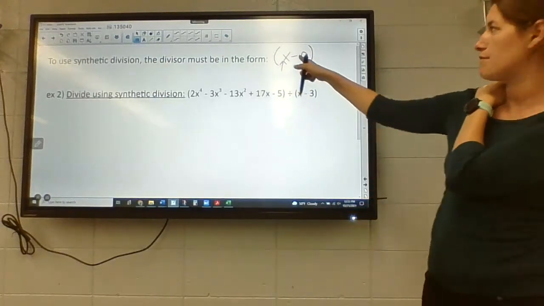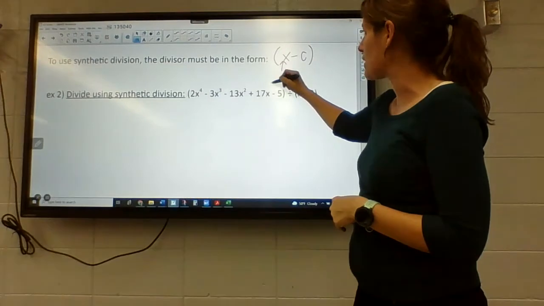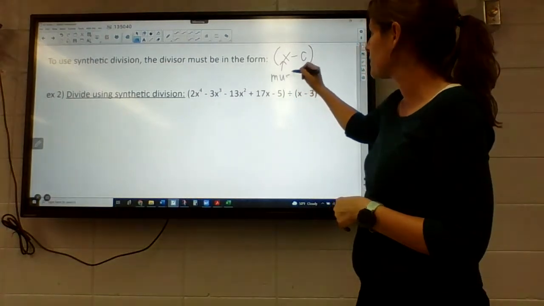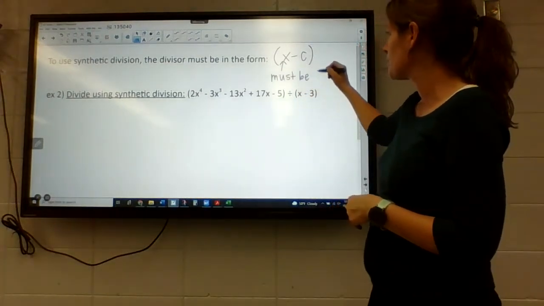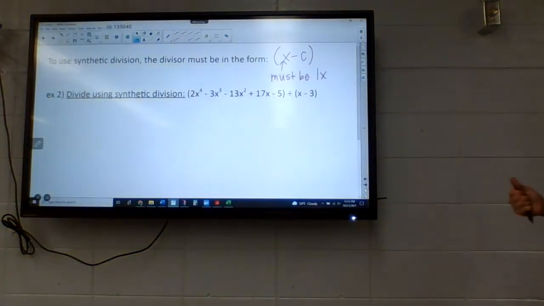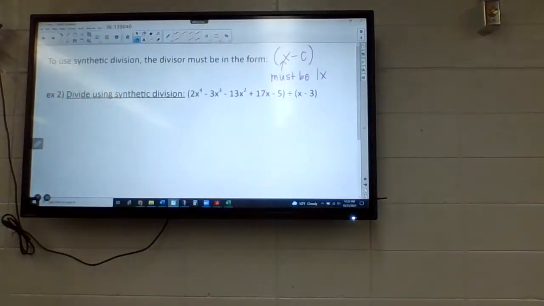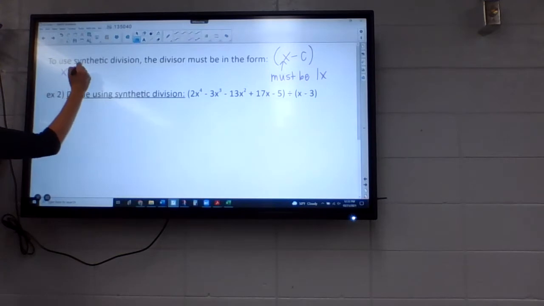In front of the x, and we'll talk about that in a second. So this must be a 1x. So we'll deal with that in another example here. Now the c, this is considered a 0 of the function. So what I'm saying is x minus c equals 0.